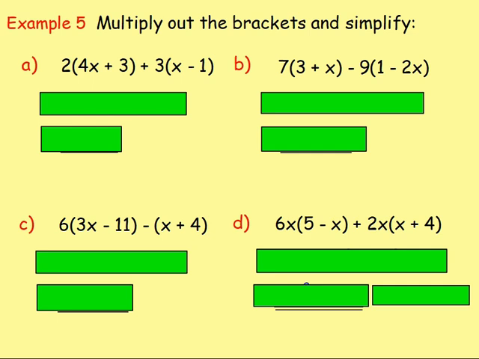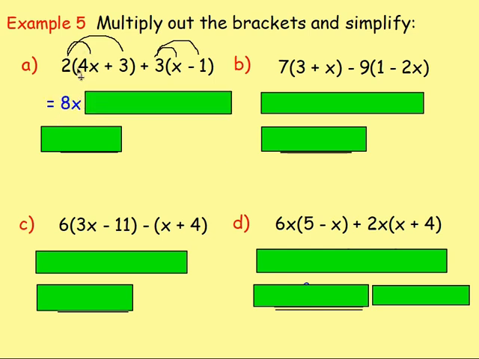With this one, example 5, multiply with the brackets and simplify. So this time we have 2 bracket 4x add 3 plus 3 bracket x take away 1 to begin with. So we've got 2 sets of brackets. You just want to start off multiplying out the brackets. So you do the 2 times the 4x, then you would do the 2 times the 3. Then you move on to your next bracket and you'd imagine it as positive 3 times x and positive 3 times negative 1. So to start with, 2 times the 4x is 8x.